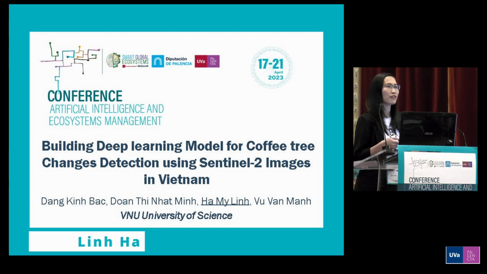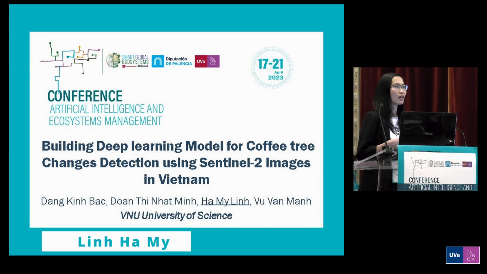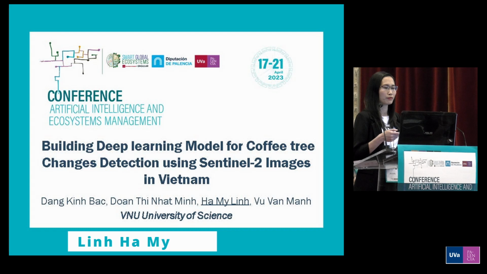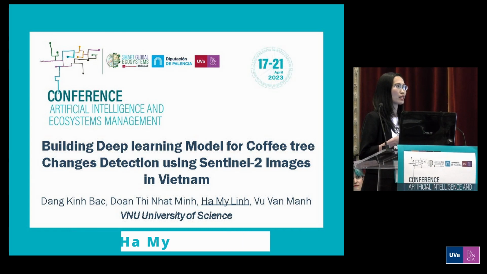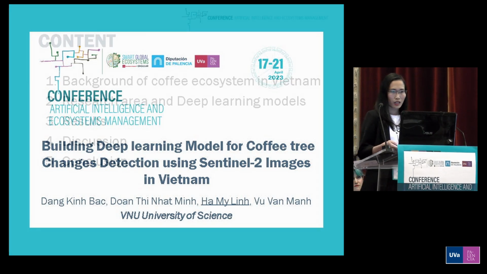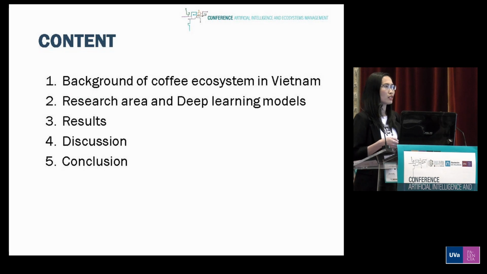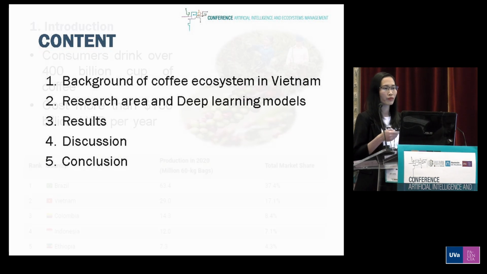It's named Building Deep Learning Model for Detecting Coffee Trees Changes in Vietnam using Sentinel-2 image. My presentation has 5 parts. I will introduce our background of coffee ecosystem in Vietnam, and I will talk about our research area and deep learning model, the result, and I give some discussion and then conclusion. Now I will move to the first one, introduction about our research.